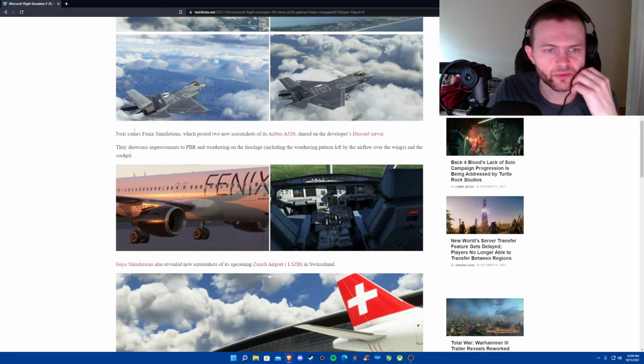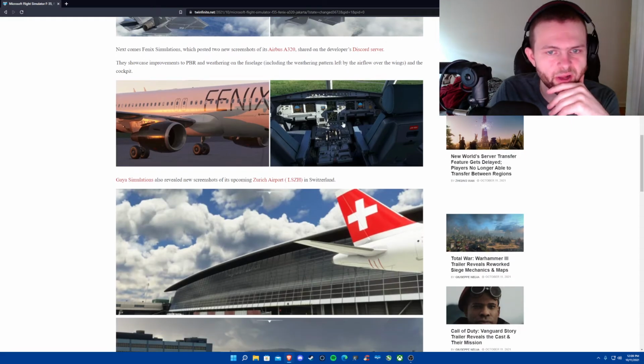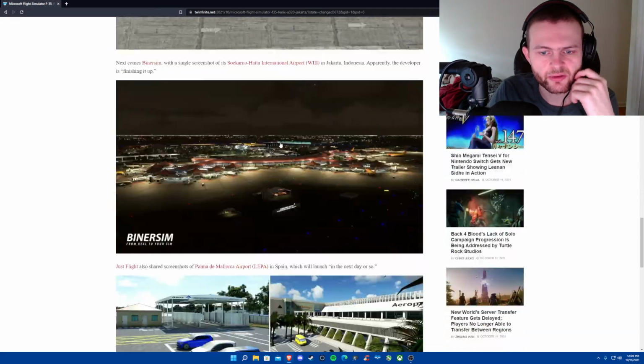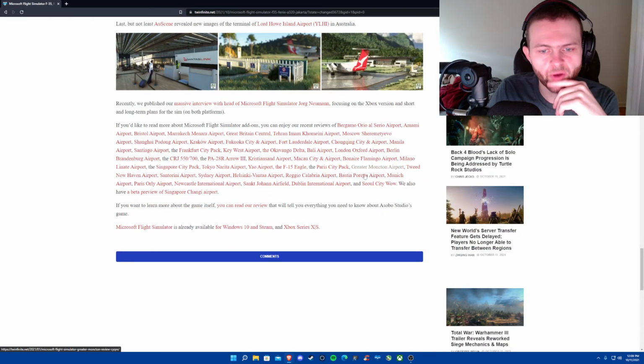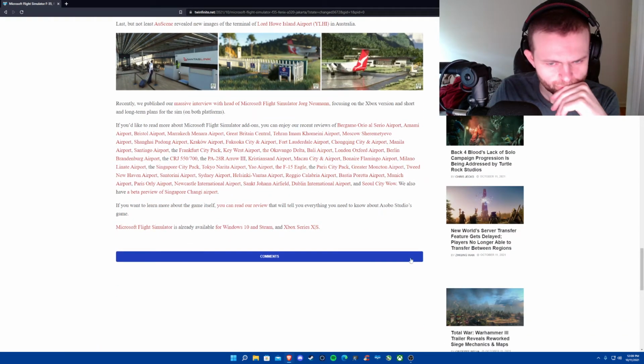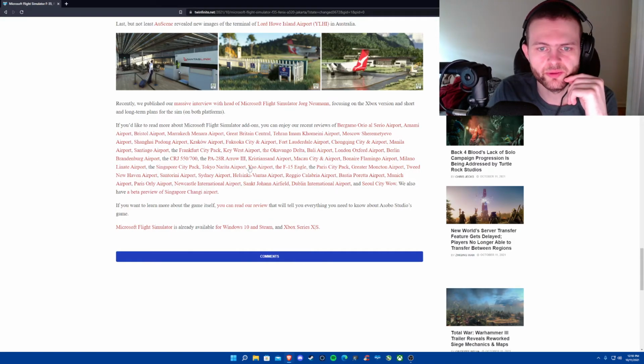There's also some stuff right here talking about the A320s, liveries, and airports that have been in development currently. And then the article talks about availability for the platforms it's currently on.